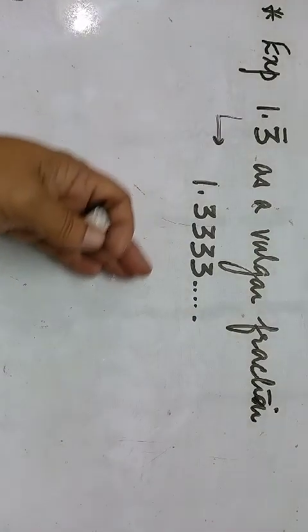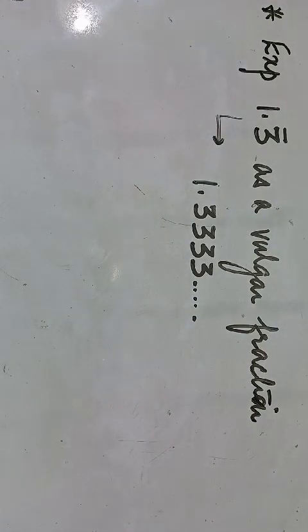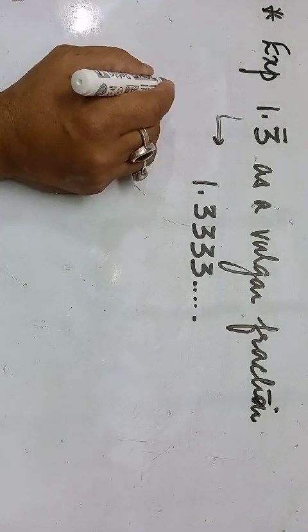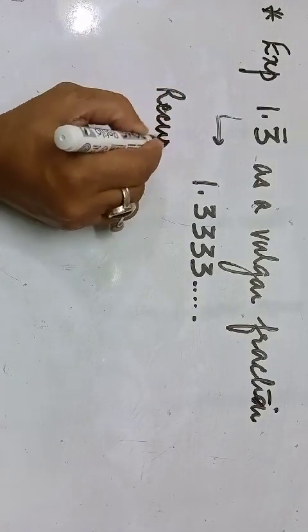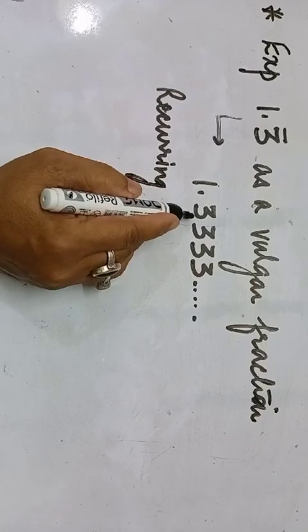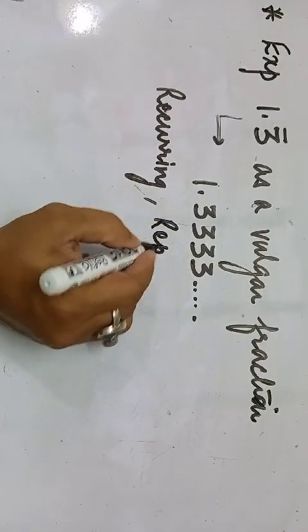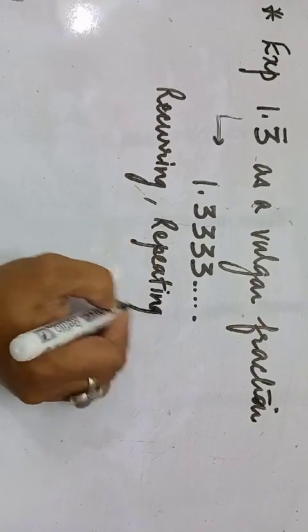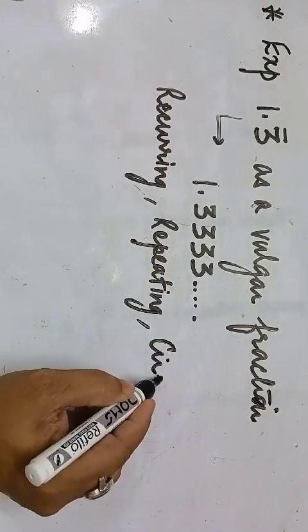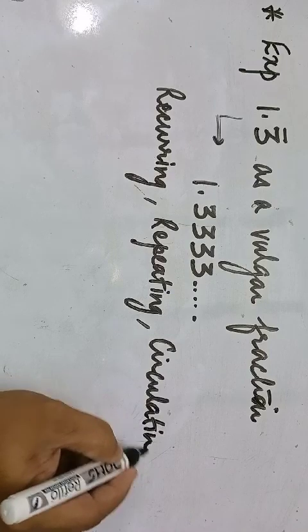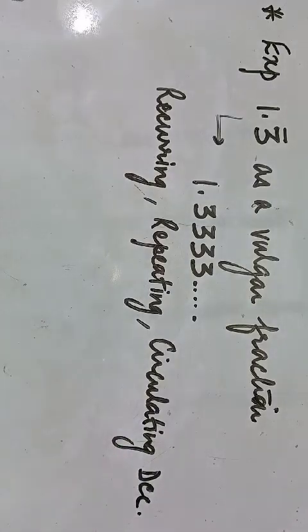So the bar on a number essentially means that that number is getting repeated. Or this is a circulating decimal. You can also use the term repeating decimal, circulating decimal, recurring decimal. So there are different names. Let me just tell you all these names. Recurring, because the digit 3 is occurring multiple times, or you can also say that this is repeating because the digit 3 is repeating. Then they can also use the term circulating decimal. So these are all different names that you have for this particular kind of decimal numbers.